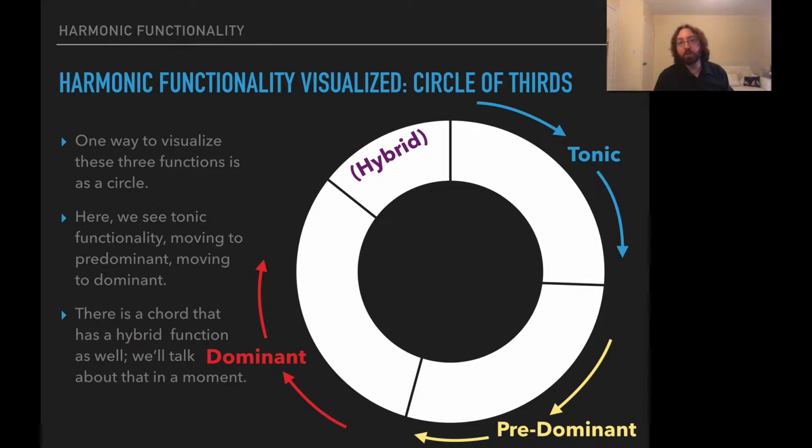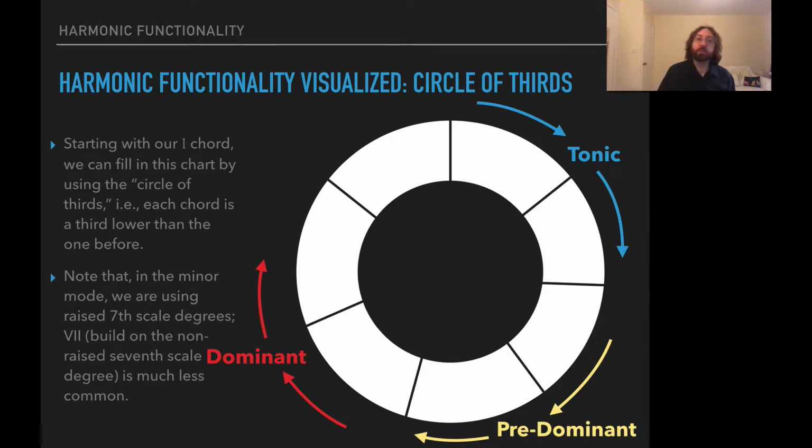Note that I do include a space here for a hybrid chord. Don't worry about that just yet. We'll be getting to that, but in general what we have is tonic moving to predominant, moving to dominant. So we're going to start with our one chord. We can fill in this chart by creating a circle of thirds.